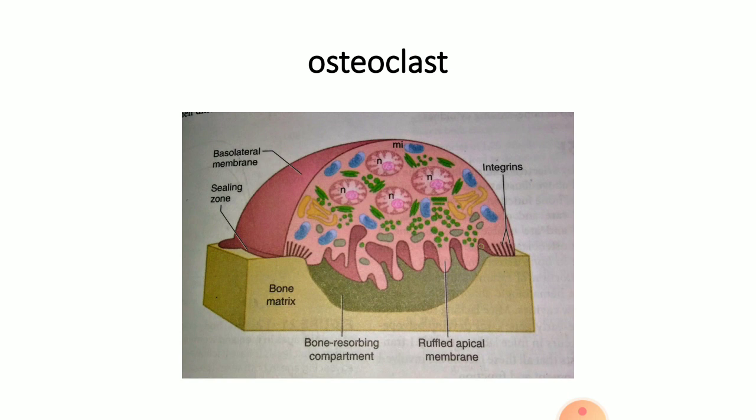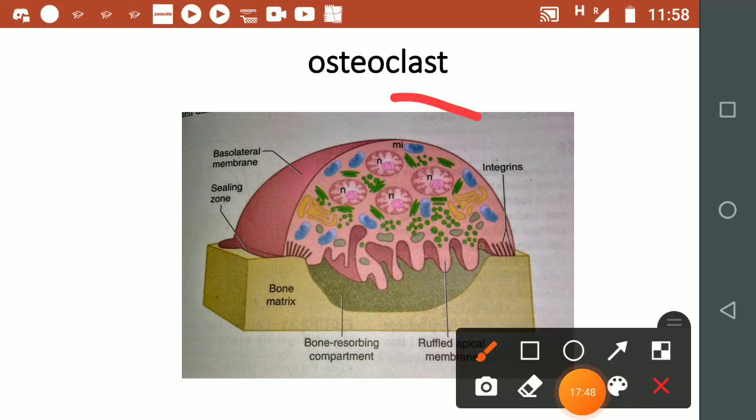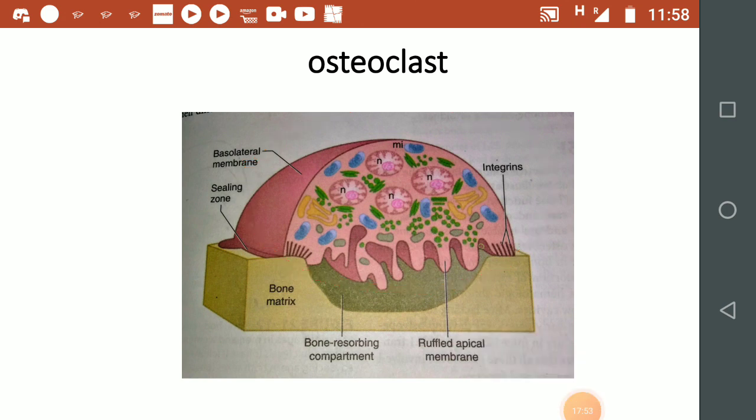Now something about osteoclasts. Osteoclasts, as you are seeing from this diagram, is basically a multinucleated phagocytic cell derived from proosteoclasts or monocytes under the influence of different ligands or different hormones like PTH, that I will be discussing in detail later.